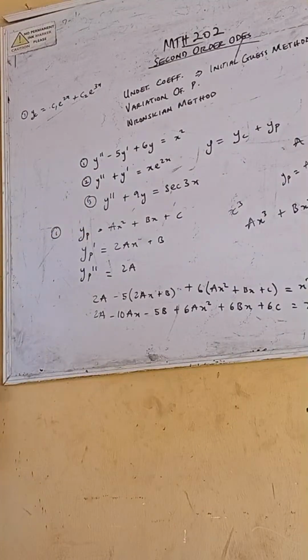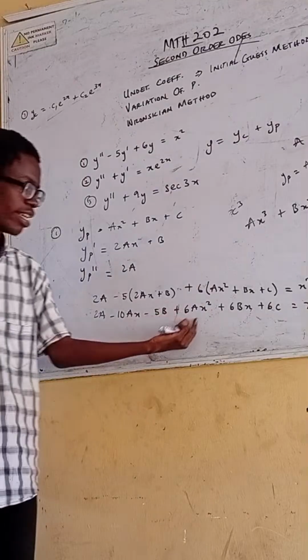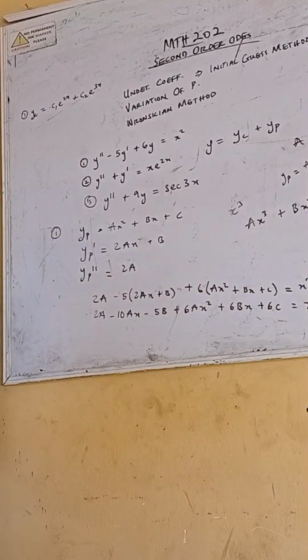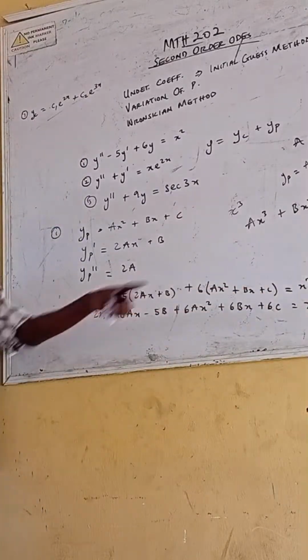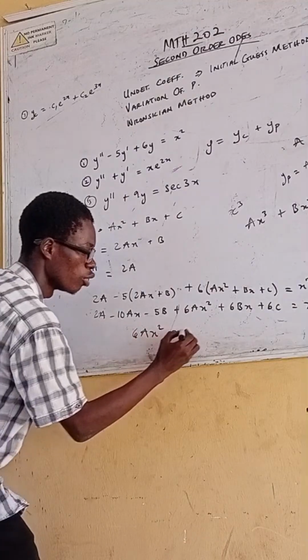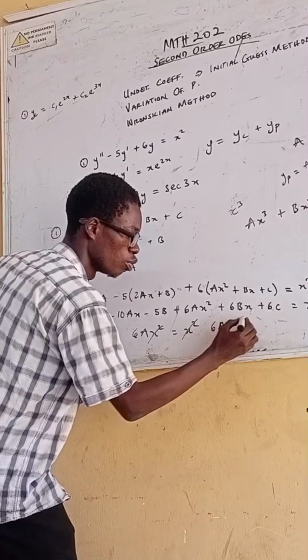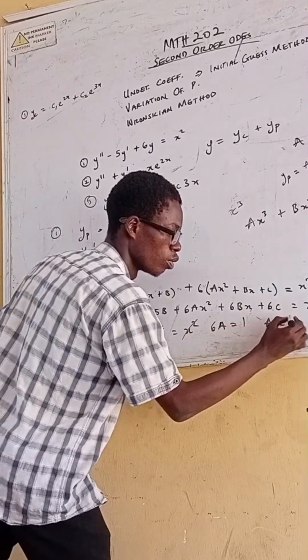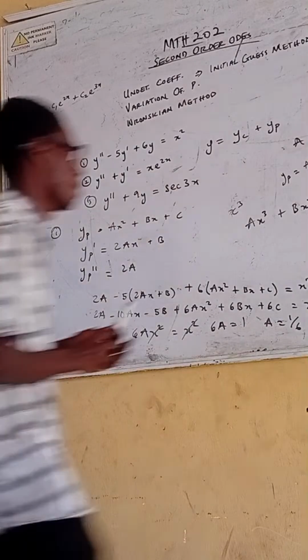So the first thing you do is look at x squared. Compare. So it means 6ax squared equals x squared. You get what I'm saying? The ones that have x squared on this side and the ones that have x squared on the other side, you compare them. So 6ax squared equals x squared, so I can cancel out: 6a equals 1, so a equals 1 over 6. I got a.